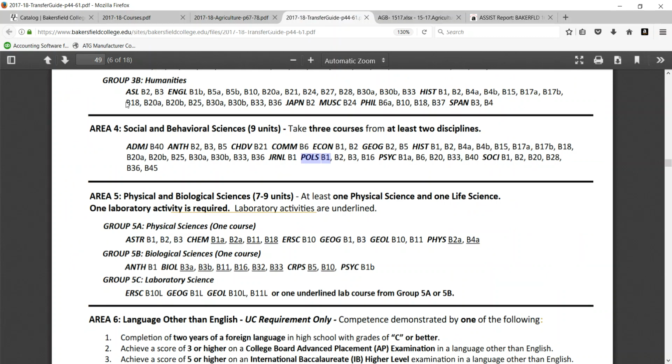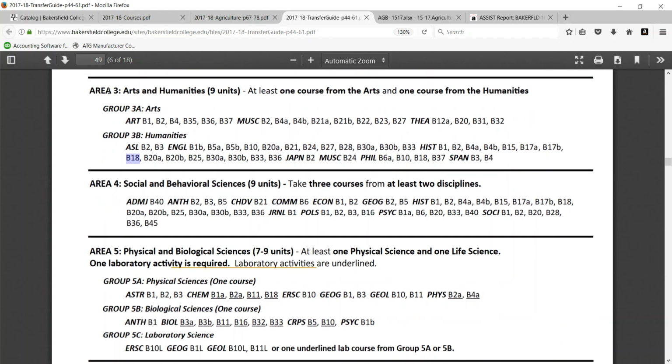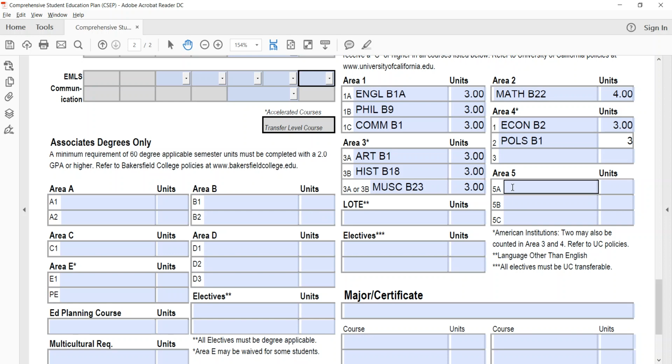And then the other one, now here's the deal. I actually put History B18 up here in my Area 3, and down here you'll notice that in Area 4 there's also B18. You cannot double dip this way. You can only double dip from your major to transfer. You can't double dip on transfer curriculum. So I would have to pick a different history class if that's what I'm going for. So we'll pick History B20B.